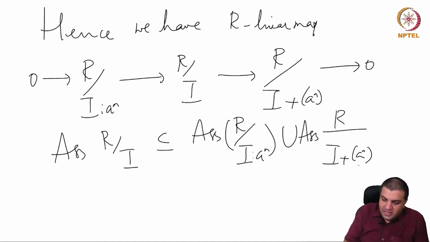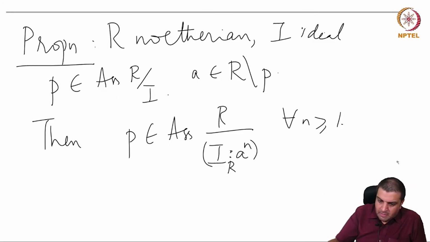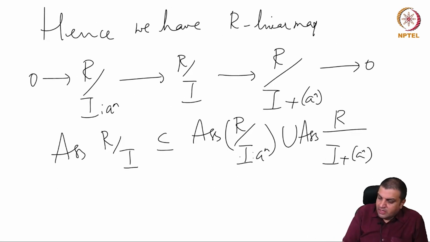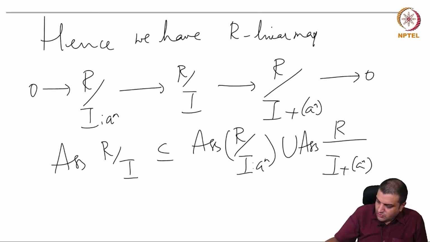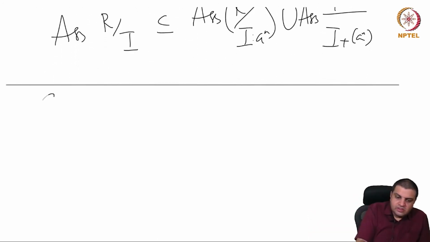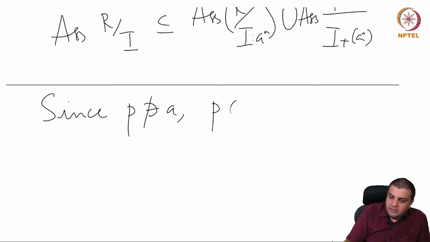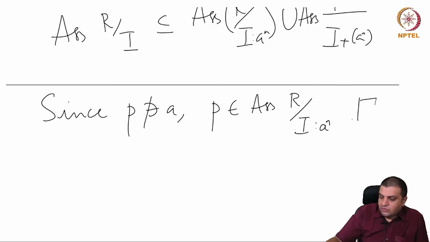Okay. Therefore, P is an associated prime of R, and P does not contain A. So, where can P belong? P can only belong here, because if P belongs here, then P would contain I and A to the n. So, it will contain A. Since P does not contain A, P belongs to the associated primes of R mod I colon A^n. Okay. So, this is true for every n.